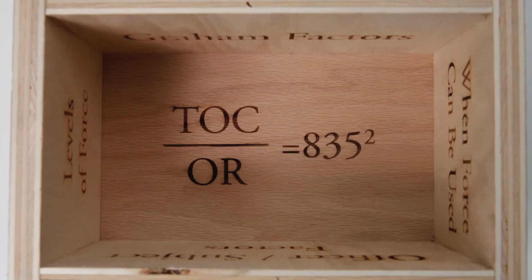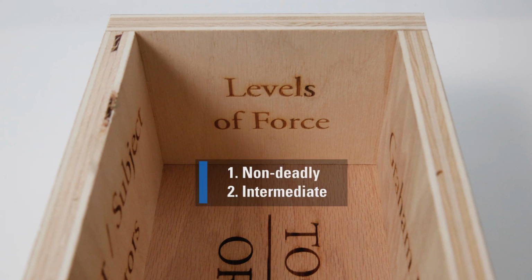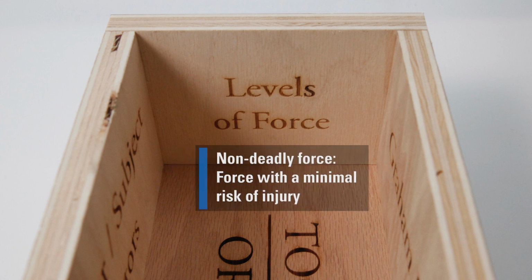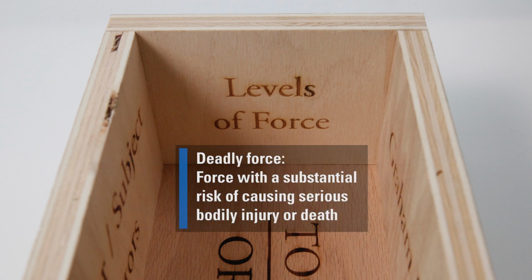The final thing in the equation, the 8, 3, 5 squared, the 3 is the 3 levels of force: non-deadly, intermediate, and deadly. In the Ninth Circuit and other circuits, you'll find that non-deadly force is force with a minimal risk of injury, intermediate force is force with a significant risk of injury, and deadly force is defined as force with a substantial risk of causing serious bodily injury or death.